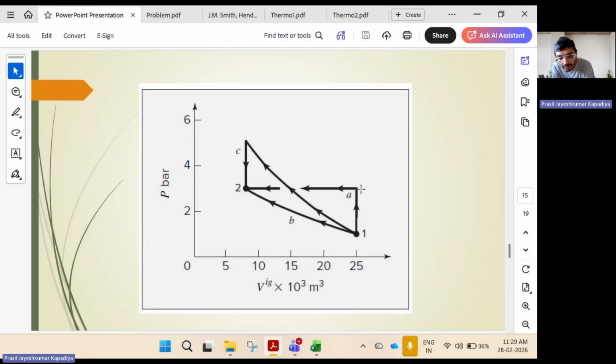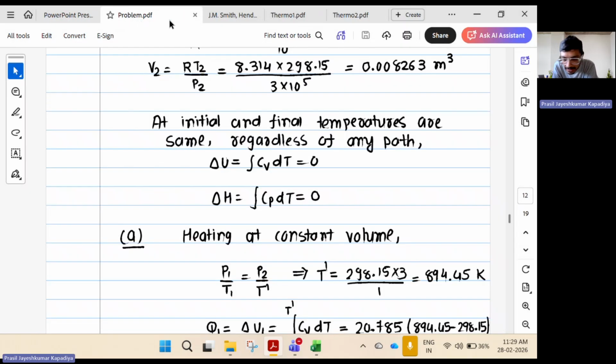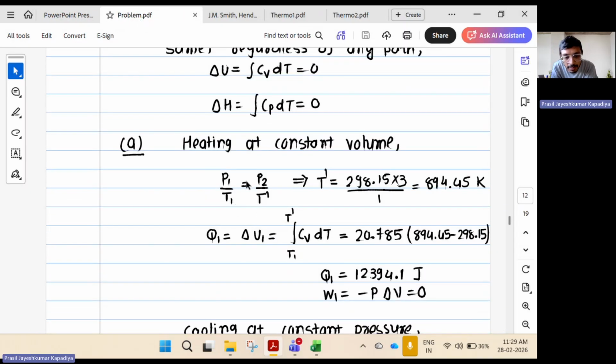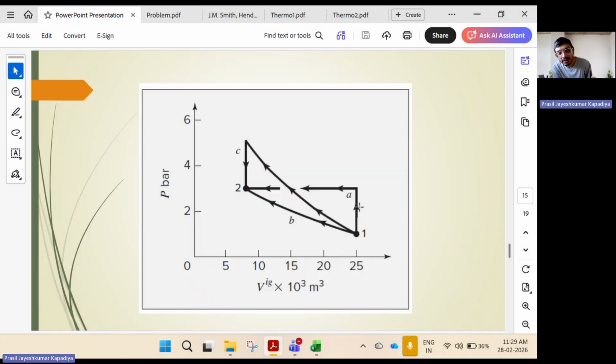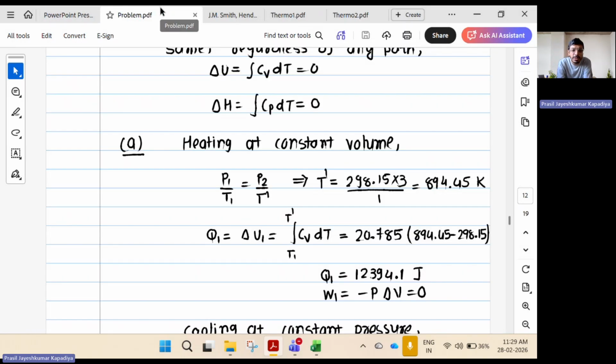So I will have some different value of temperature. Let's try to find out that temperature. It is P1 by T1 is equal to P2 by T prime. Let's say I'm calling this temperature T prime. P1 is 1 bar, T1 is 298.15 Kelvin, P2 is 3 bar, T prime we are supposed to find. So T prime is nothing but 894.45 Kelvin.